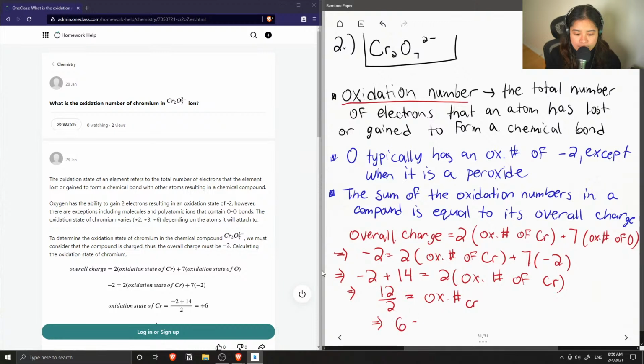Making the oxidation number of chromium equal to 6, or positive 6. Okay, so let's see what the junior tutor said.